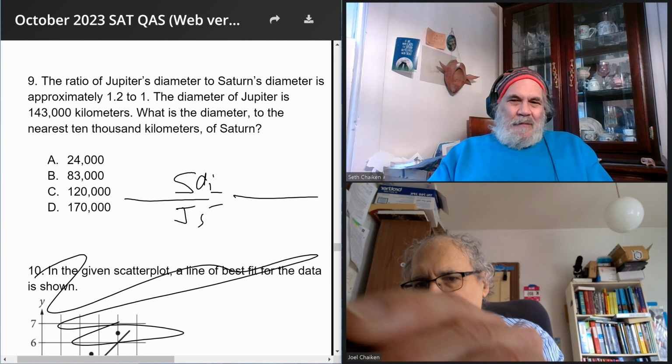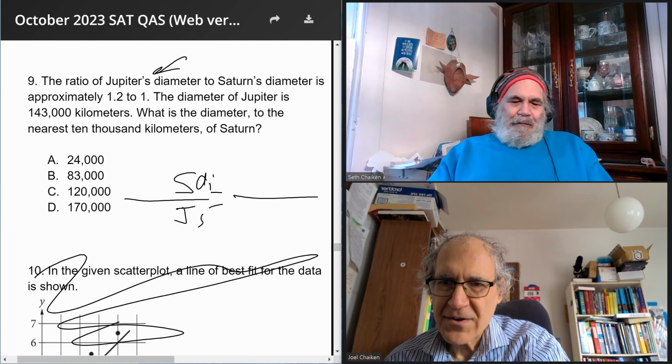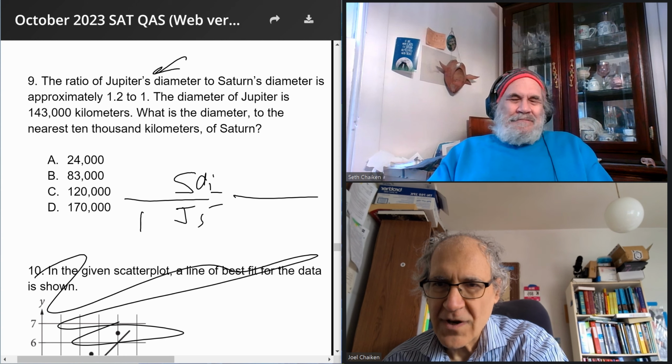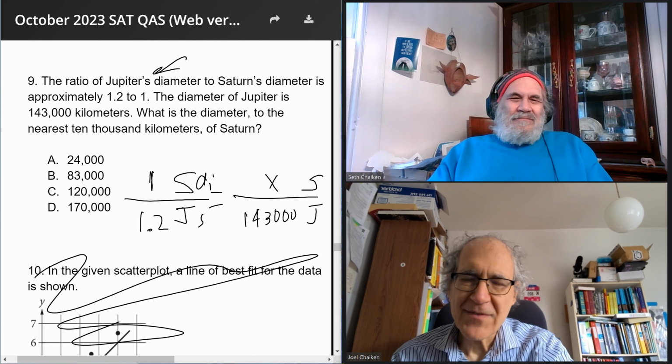That's the critical thing. Okay, the ratio of Jupiter to Saturn. Jupiter is 1.2. Saturn is 1. Jupiter is 143,000. This is X. You cross multiply, you solve.